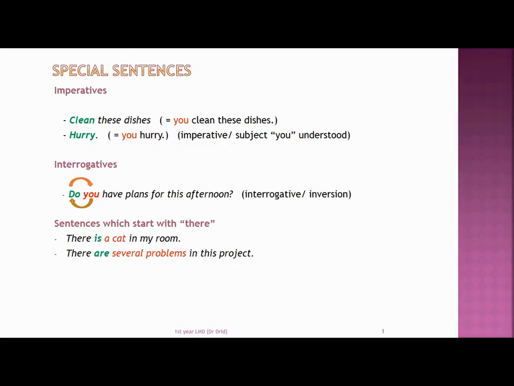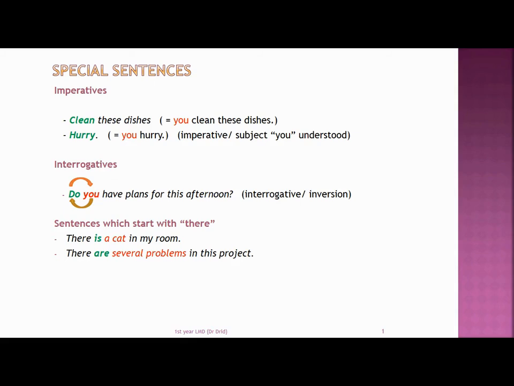The third type of special simple sentences is the sentences which start with the word there. For example, there is a cat in my room, or there are several problems in this project. There is never the subject of the sentence. It is a word which is used to get the sentence started. The meaning of this word is exist. We indicate that something exists.